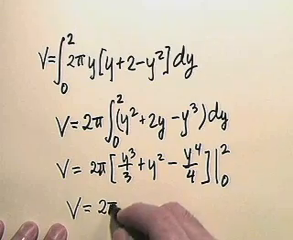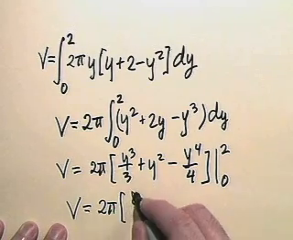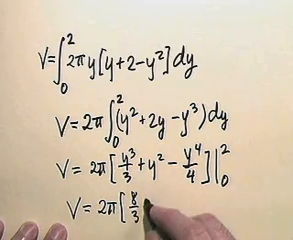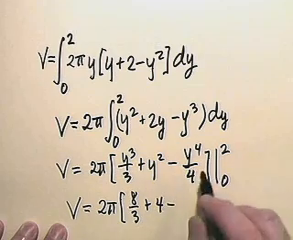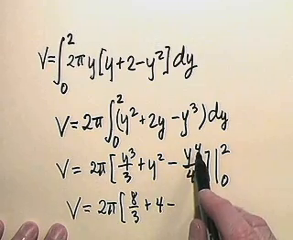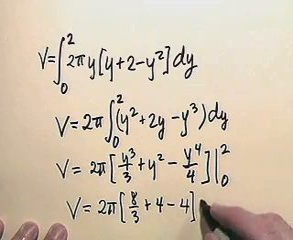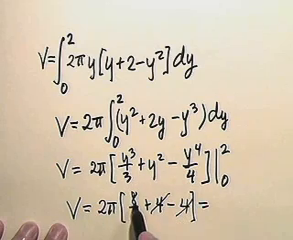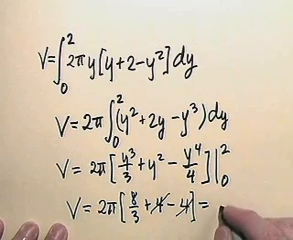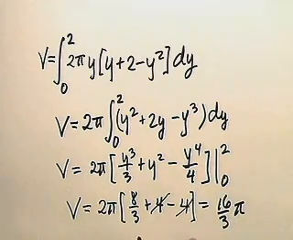So V equals 2 pi times 2 cubed is 8 divided by 3, plus 2 squared is 4, minus 2 to the fourth is 16 over 4, that's 4. And so we get, these cancel, 2 times 8 is 16 divided by 3 pi. So we have 16/3 pi as the final answer.